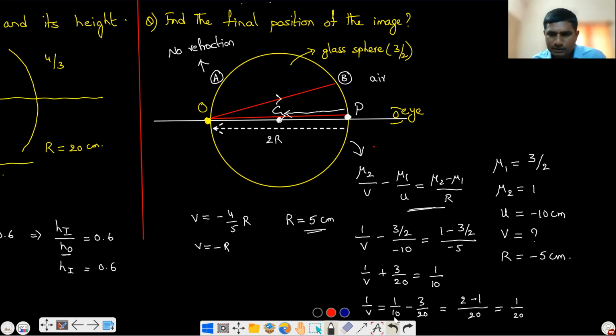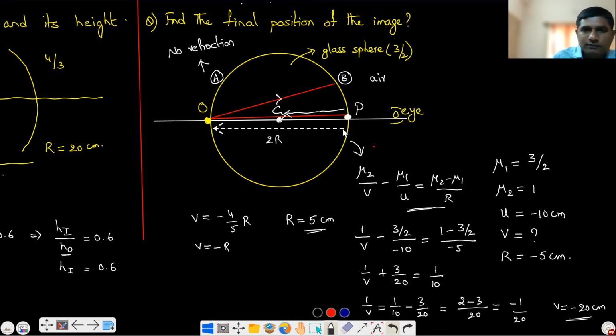See, minus 1 by 20. Minus 1 by 20 or plus 1 by 20 here? Sorry, sir, 1 minute. LCM is 20, 10 2's minus 3. So that is equal to minus 20 centimeters. So this implies V is equal to minus 20 centimeters.